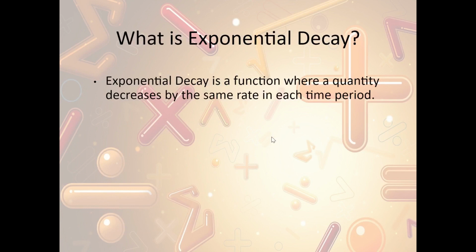So let's look at exponential decay now. Exponential decay is a function where a quantity decreases by the same rate in each time period. An example of this would be radioactive decay of a fossil. When something dies, it eventually becomes just bones, right? We know this through archaeology. It becomes just bones, and there's a certain amount of carbon in that bone. After a while, the carbon starts to decay. It starts to wither away. It starts to evaporate. From there, we can tell how old the fossil is based on the amount of carbon that's still left. So that's radioactive decay of a fossil.